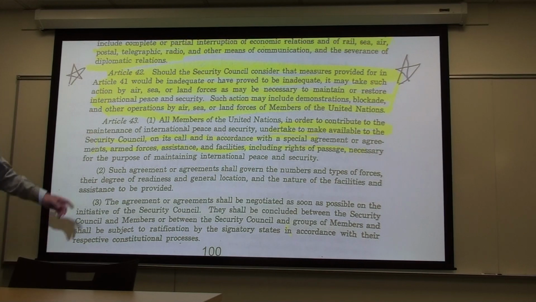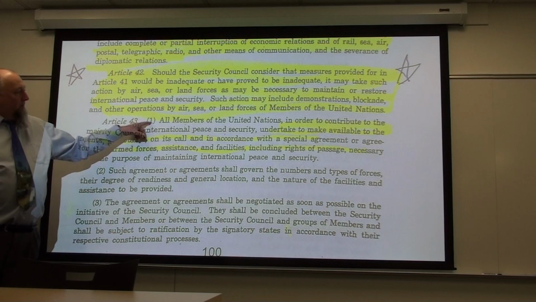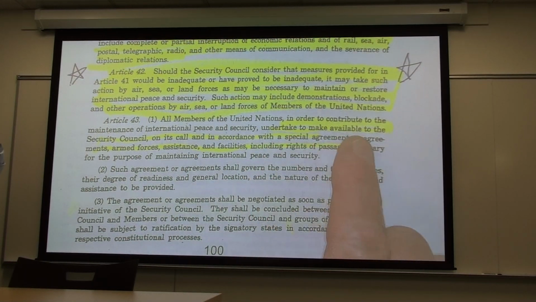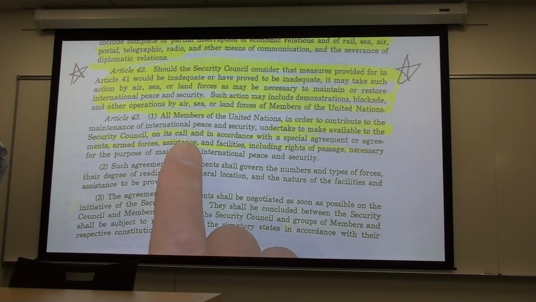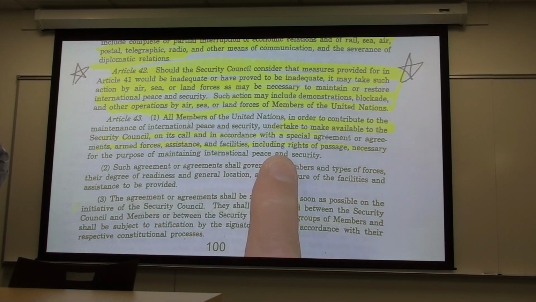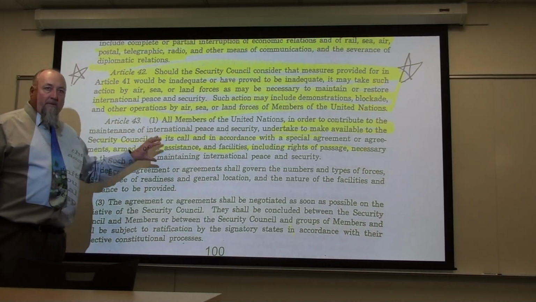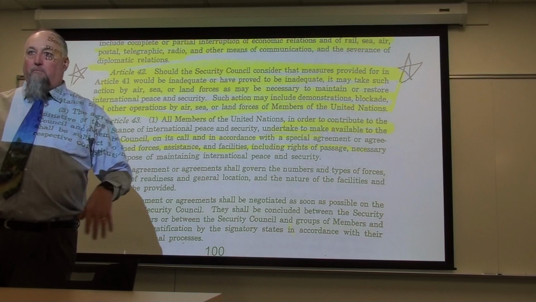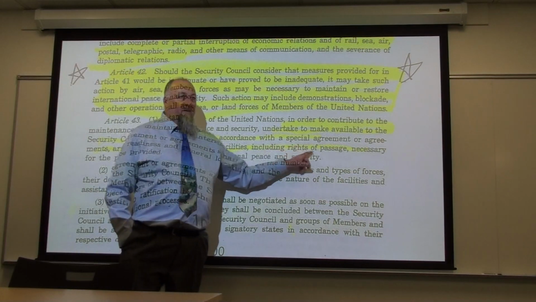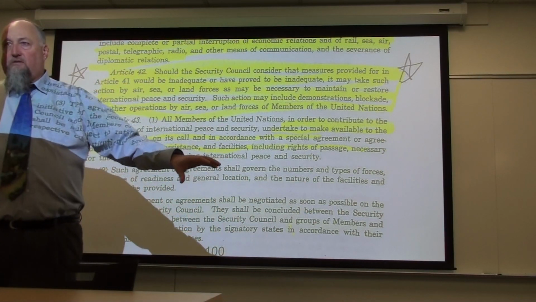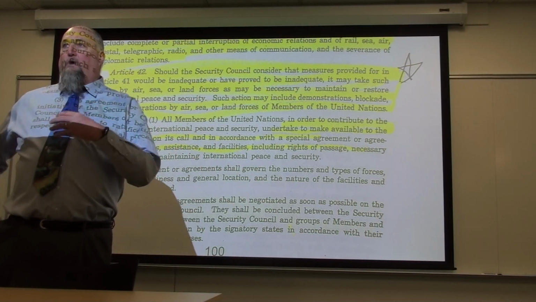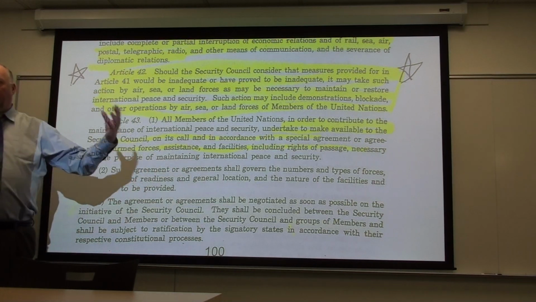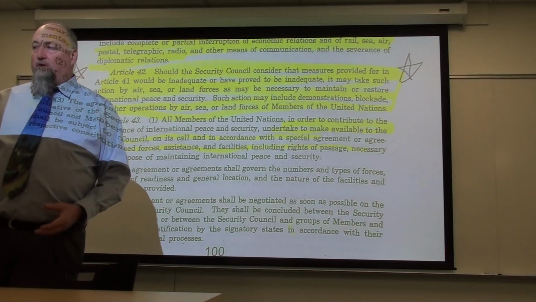Okay, Article 43, which is part of Chapter 7. All members of the United Nations, in order to contribute to the maintenance of international peace and security, shall undertake to make available to the Security Council, on the Security Council's call and in accordance with special agreement, armed forces, assistance and facilities, including right of passage. So this means that UN members have an obligation to provide their military resources, troops and other military equipment, etc., and right of passage, which means unhindered access to the territory of member nations. So this is where the UN Charter not only allows for use of military activity if necessary, but members have an obligation to provide military resources to the Security Council if necessary and determined by the Security Council.